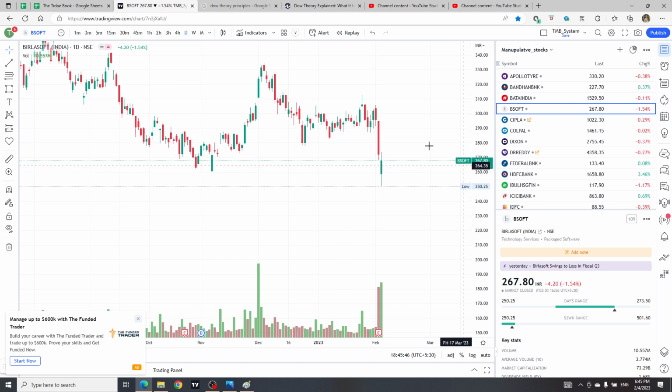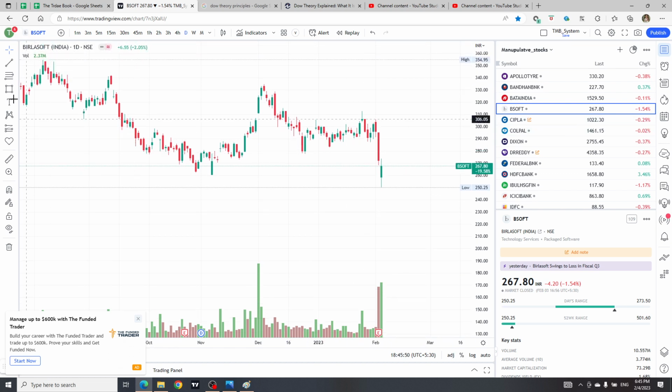We are seeing some anomalies here in this stock. Like this, if any stock reaches the support level, we can see some interesting things.